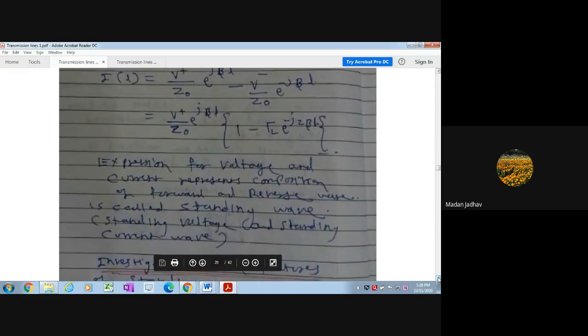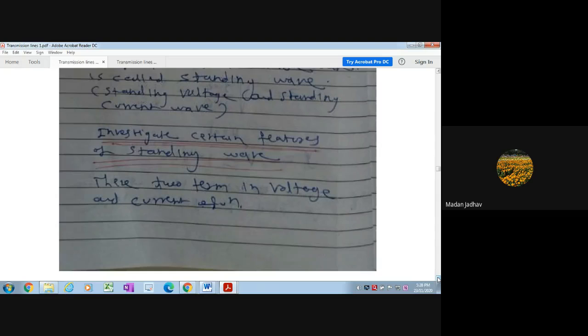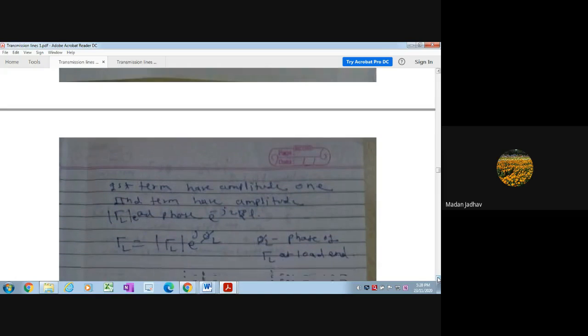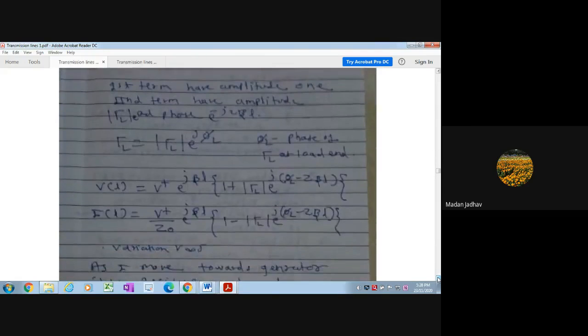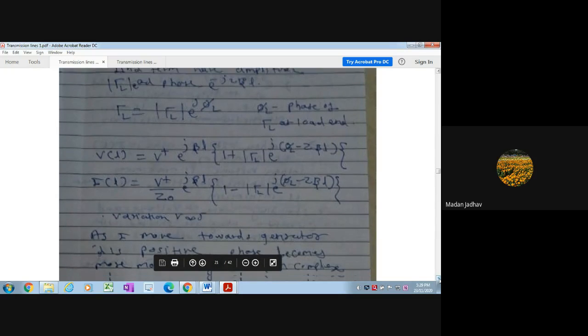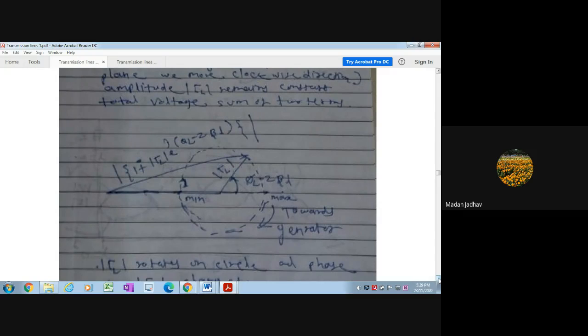Now we have to see what the voltage standing wave ratio is. We have investigated some features of the standing wave which exists along the transmission line, because there is the forward wave and also the reverse wave. Because of this, another wave is formed, that is the standing wave. It is not a traveling wave, therefore it is called a standing wave. Now this is the equation for voltage and current. I will show the diagram of how the voltage changes along the transmission line, when it is minimum and when it is maximum.